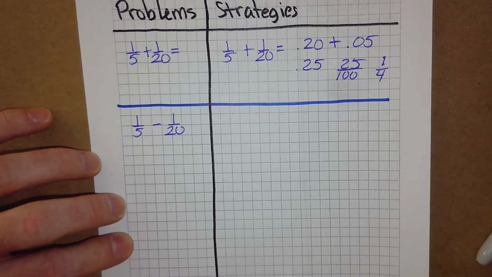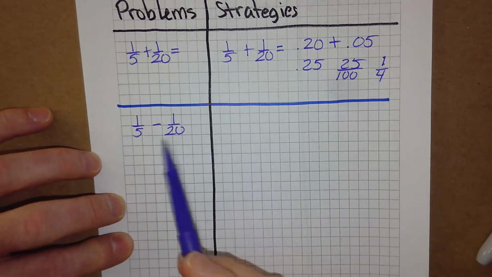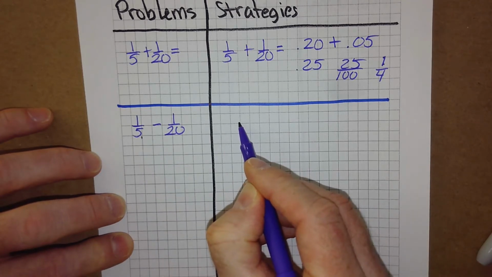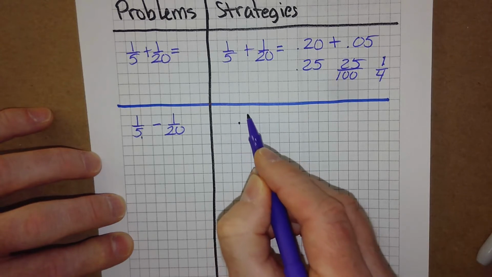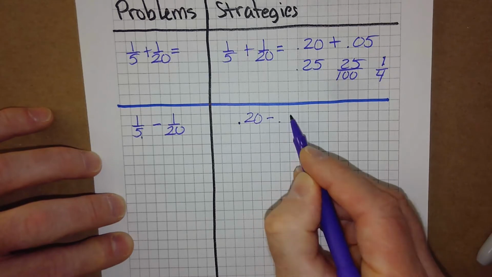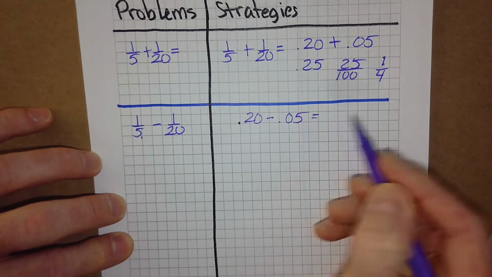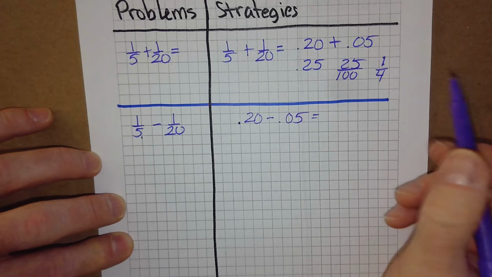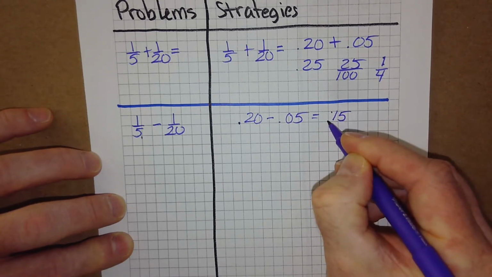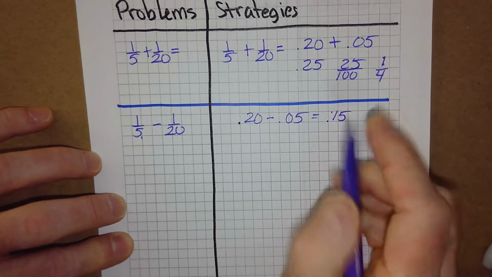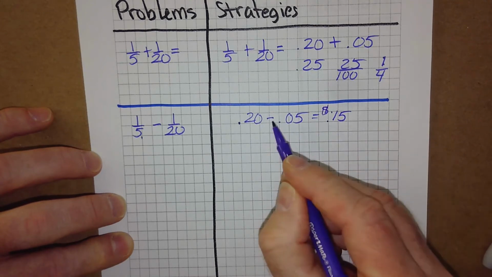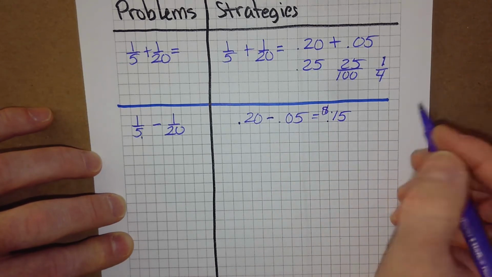Different, because it's subtraction. So if we go back to what we just did, 1/5 is how much money? 20 cents. And how many cents are we taking away? 5 cents. What's 20 cents minus 5 cents equal? 15 cents. And then we rewrite that as a fraction. So 20 cents subtracting 5 cents is 15 cents. What's that decimal number?